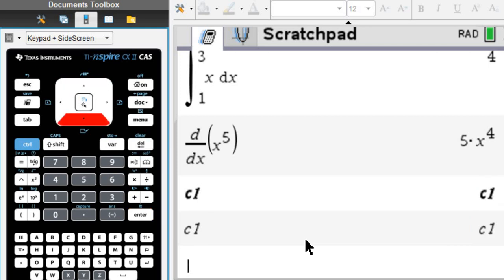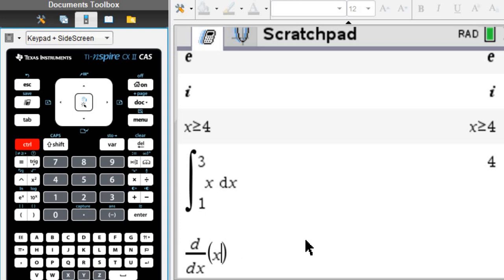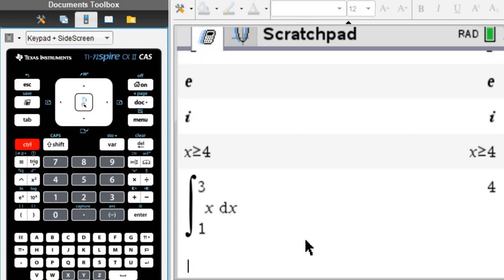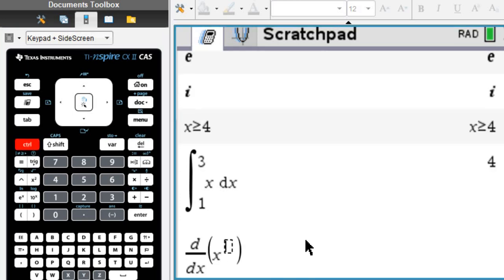And finally, undo and redo, just like other computers. Control Z, and you're undoing everything. Control Y, you're redoing everything.